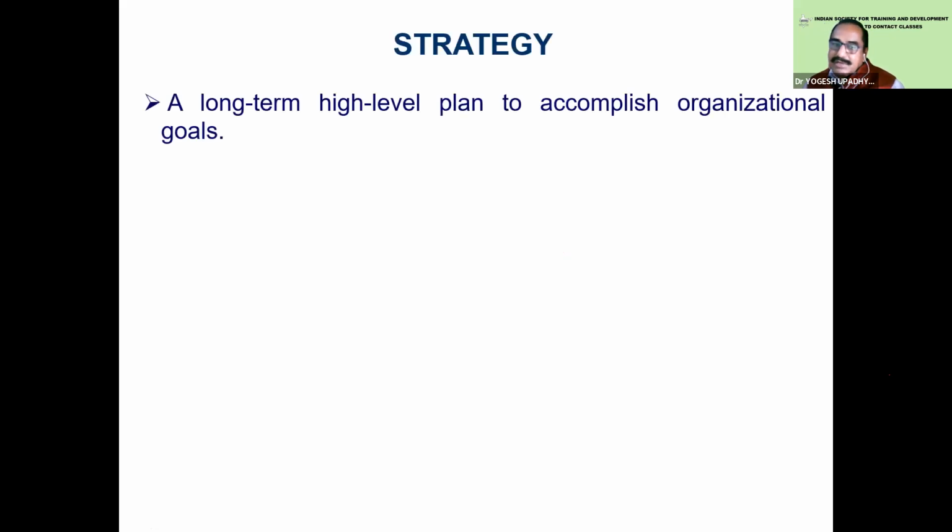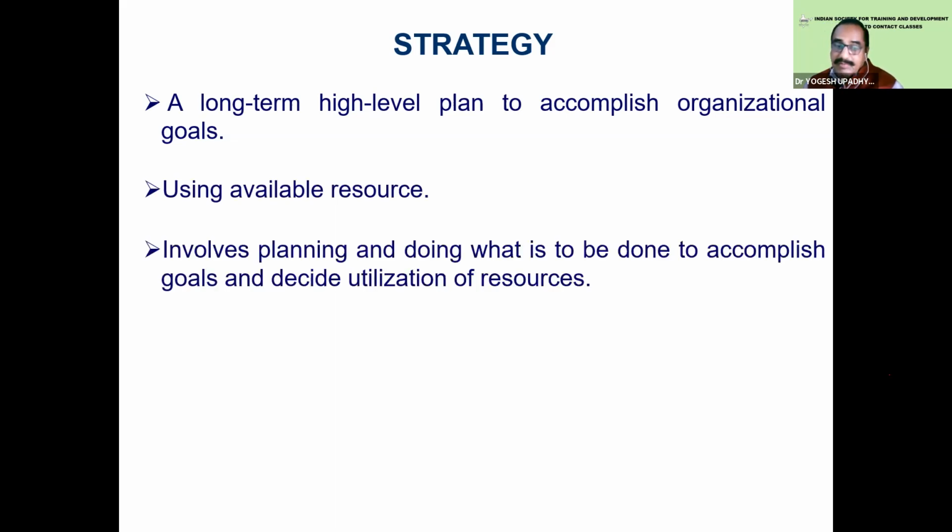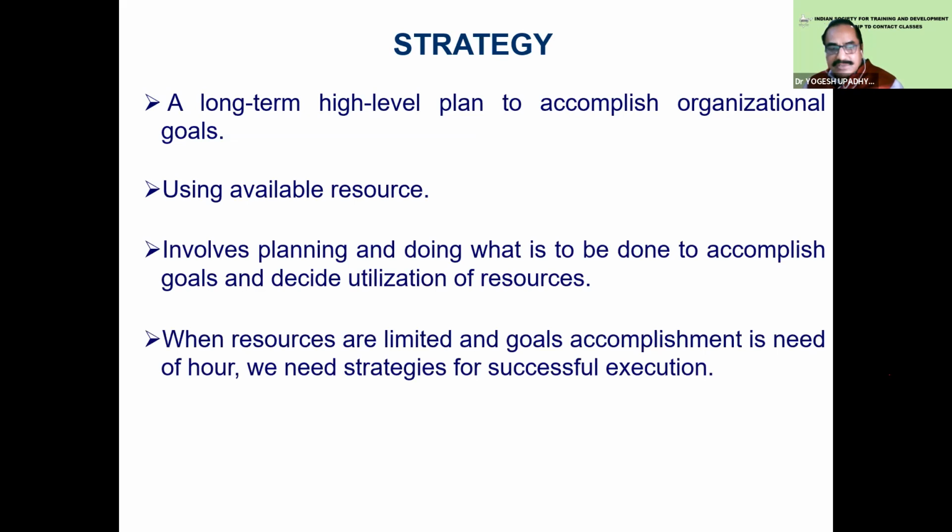So strategy is a long-term, high-level plan to accomplish an organizational goal. Long-term planning, may be short-term, using available resources. So resources are there. It involves planning what is to be accomplished as the goal and deciding the utilization of resources. So we have resources, we have environment.